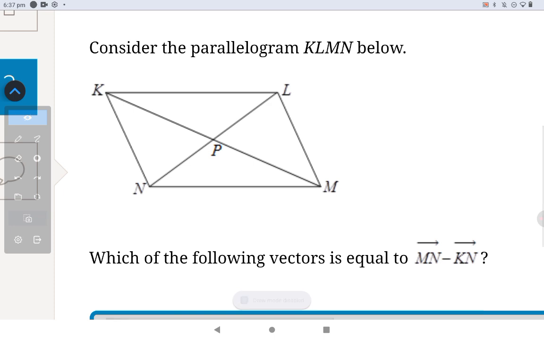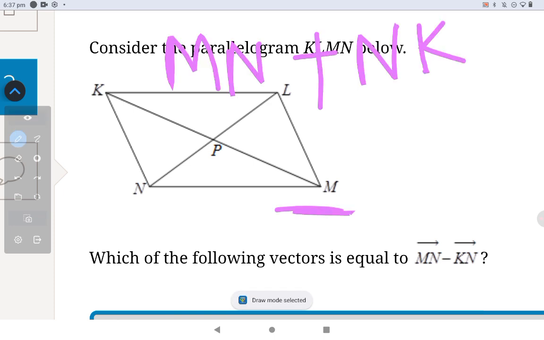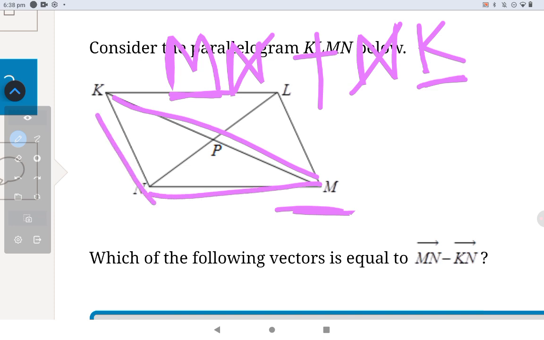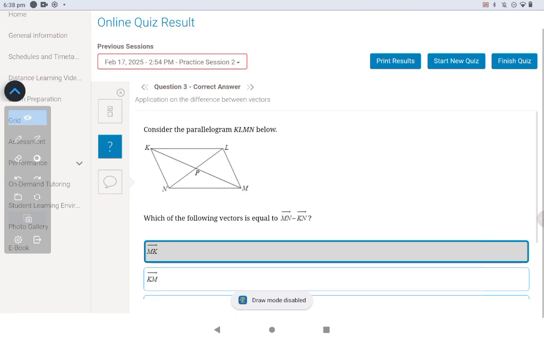Whenever you have this, you can check the points that it ends in, so you can cancel out these n and n's. So M and K. So it's going to be this. Mn and nK is Mk. That is what we get. Mk.